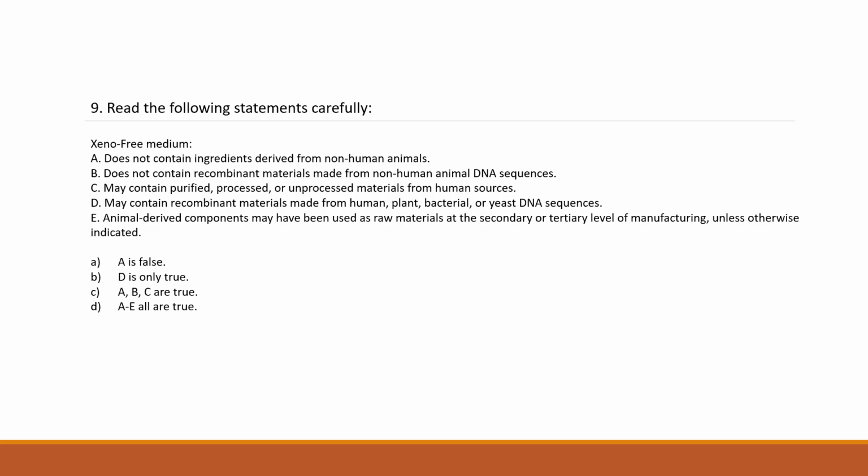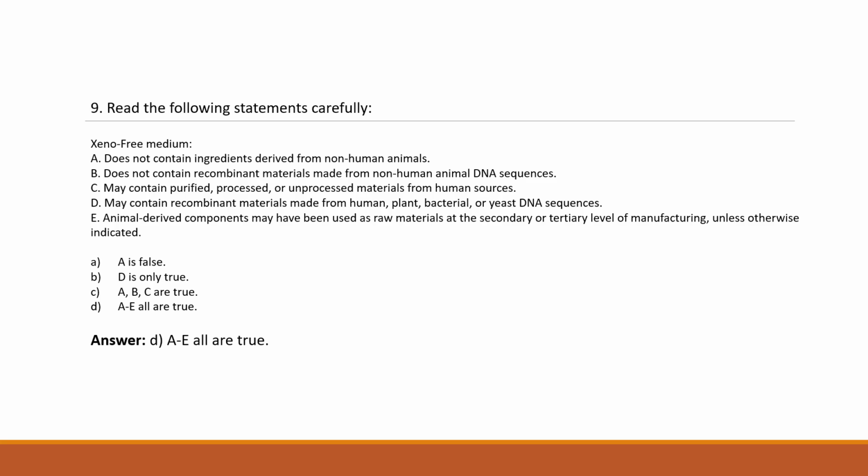But your tertiary or secondary level sources can be animal derived, but your DNA sequences should not be from your animal sources. So it can be plant or yeast source for DNA. The raw materials can be processed first properly so that it does not have any species contamination, and it can be processed to a secondary tertiary level, and then it can be used. So in that way your xeno-free media is made. So the answer for this is D. A to E all are true, so you have to read this very carefully. Everything in this is true.